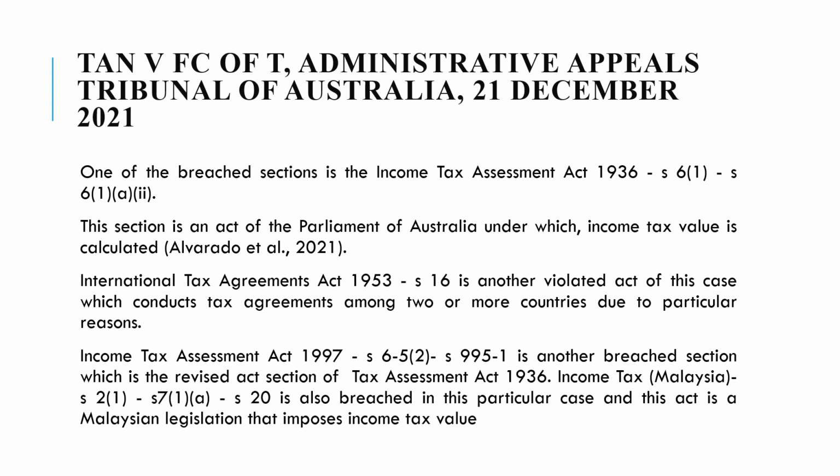One of the breached sections is the Income Tax Assessment Act 1936. This is an act of the Parliament of Australia under which income tax value is calculated. International Tax Agreements Act 1953 is another violated act of this case, which conducts tax agreements among two or more countries due to particular reasons. Income Tax Assessment Act 1997 is another breached section, which is a revised act section of tax assessment.